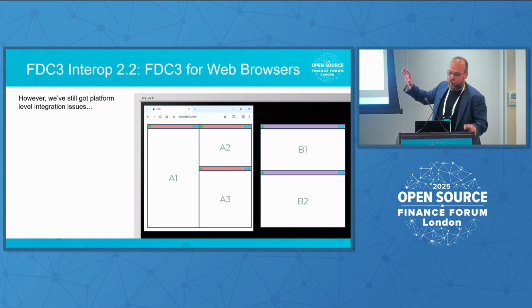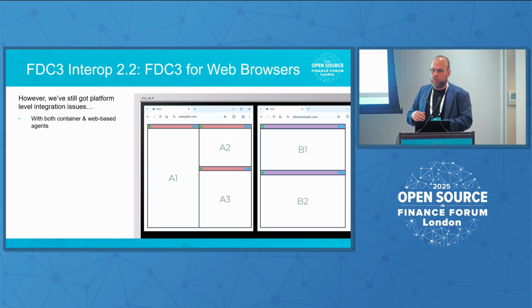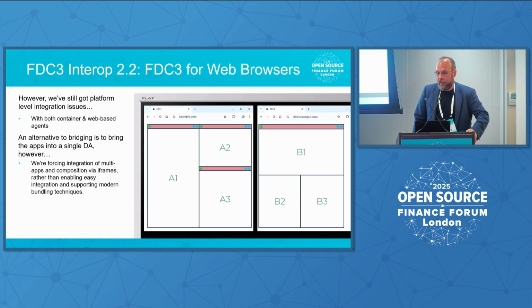Say, for example, we've got our web-based desktop agent that's running alongside a container-based desktop agent on the same machine. We are in the same place. We've got a couple of islands of interop. They're able to talk to each other within their own scopes, but not with each other. And that applies whether we've got a container-based desktop agent and a browser-based one, or two browser-based agents, you're still stuck.